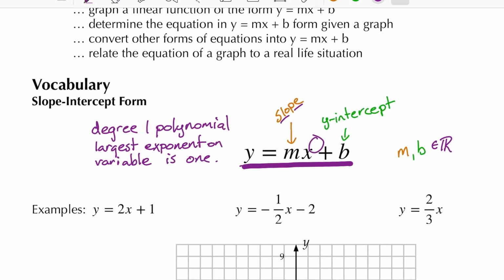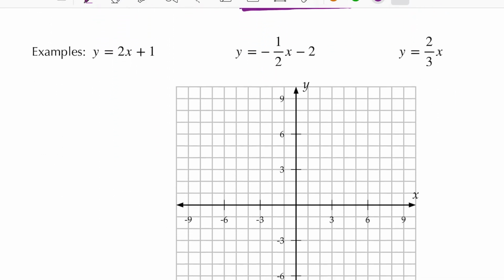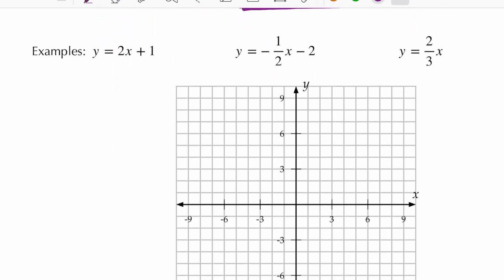All right, so we've got some examples here. We're going to identify the slopes of these, then we're going to identify the y-intercept, and then we're going to quickly graph them. So our first one, I'm going to do in orange. Our slope is 2, and our y-intercept is plus 1. Now remember, when the slope is 2, that means it's 2 over 1. That's a rise of 2 and a run of 1.